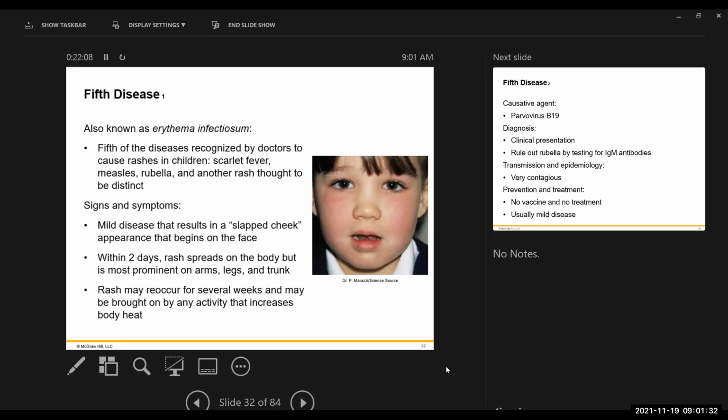B19 can also cross the placenta and infect the fetus. It destroys red blood cells in the fetus. That prevents the baby's blood from carrying oxygen. So the heart will start to beat faster. That will cause the vessels to start to leak. You start to get more fluid accumulating in the soft tissue. That is called hydrops fetalis.